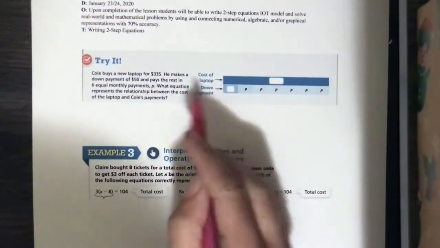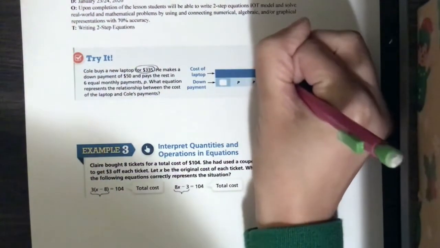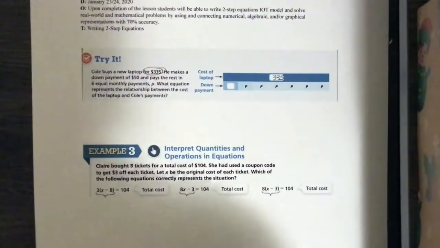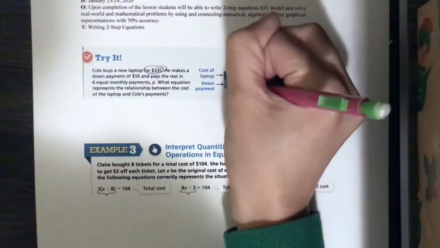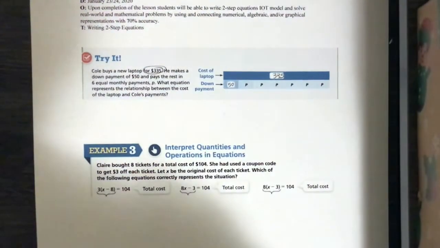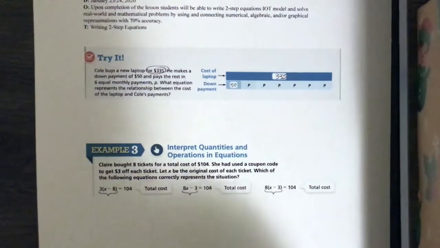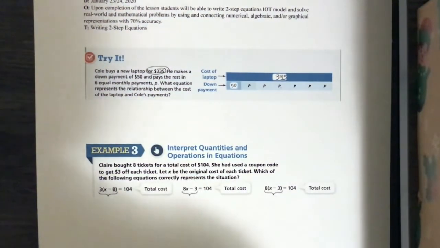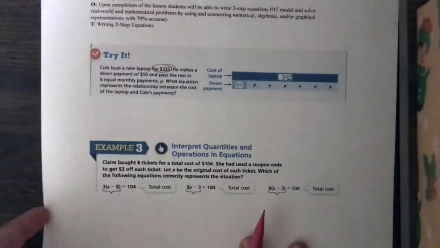So the cost of the laptop, that's the total cost of the laptop, is $335. And then he makes a down payment, so a down payment is something you pay one time when you're buying something, of $50. And then he pays the rest in 6 equal monthly payments, which we're going to call P. So there's 6 P's there, 6 monthly payments. We want to write an equation that represents the relationship between them. Alright, so I'm going to give you a minute to try that.